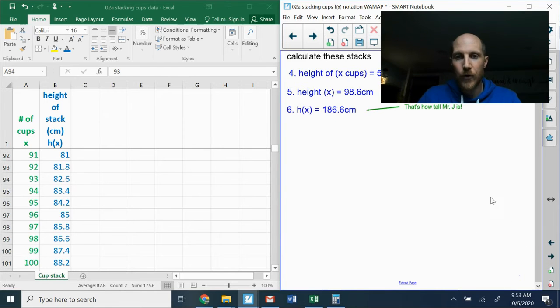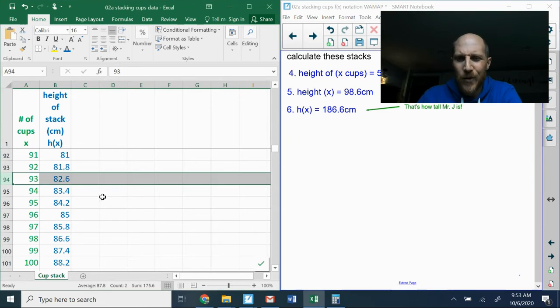Okay, and I got a second set of questions. We use the data table for these also. So let's see how many cups it would take. I was just curious, if we took the number of cups a second ago and found out how high it would be, what if we wanted to know how many cups would it take to get this high? What if I wanted a stack of cups that was 57 centimeters tall? I mean, who doesn't want a stack of cups that's 57 centimeters tall, right? That's pretty common for people to want.